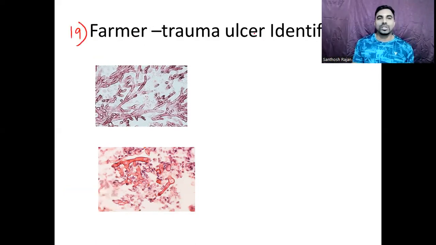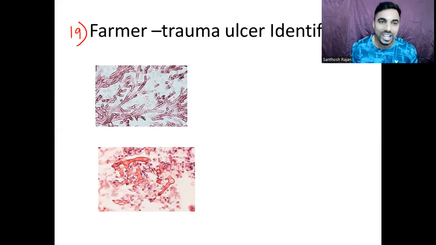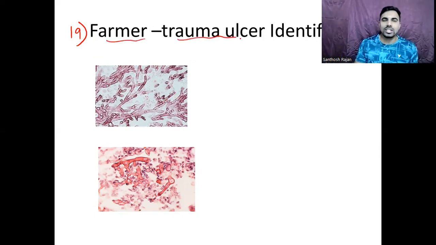So, a trauma ulcer identified. In this trauma ulcer, this is the picture, the same picture I explained the day before, image based also. So see here, I don't know what question you got. The patient, a farmer, had a trauma ulcer, and then they did staining of that tissue or whatever. And then this picture, I don't know which picture was given. If it is this picture, look at this picture like this.